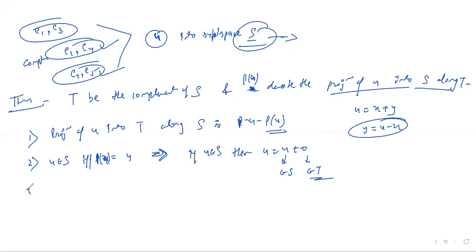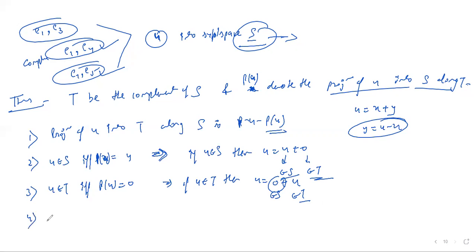The third point is that U belongs to T if and only if P of U is equal to 0. It can also be seen like this: if U belongs to T, then it can be written as 0 plus U, where 0 belongs to S and U belongs to T. Then the projection of U will be 0. And the fourth statement is that the projection of the projection of U equals the projection of U.